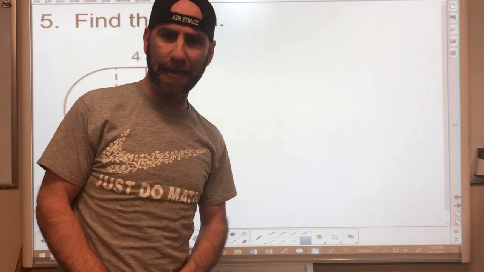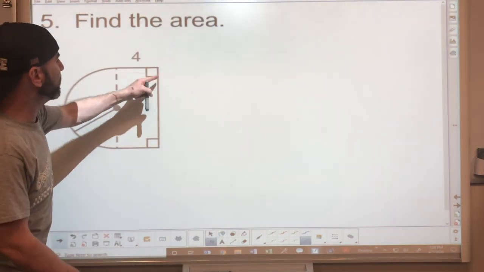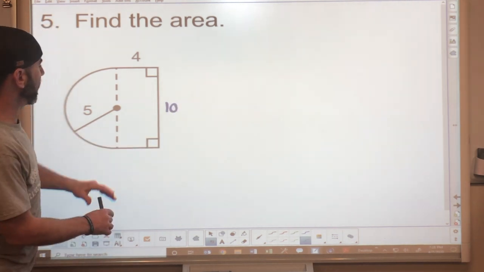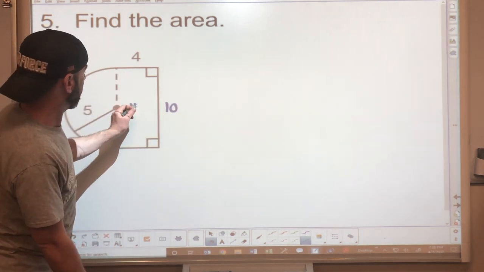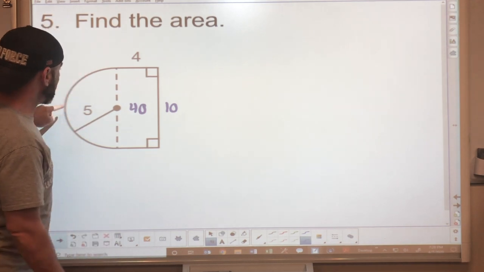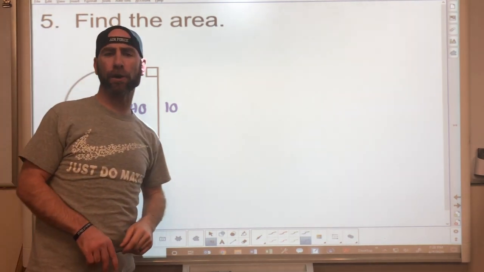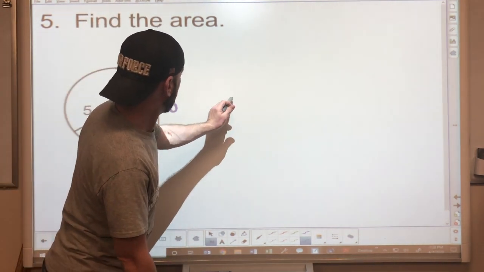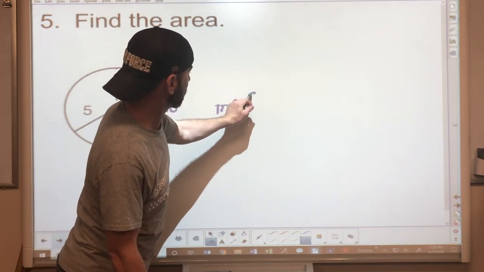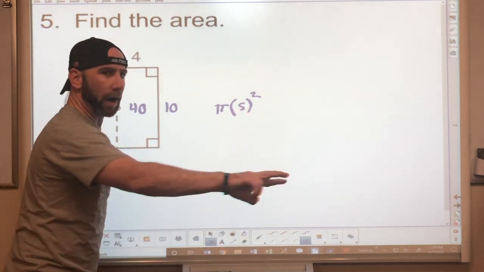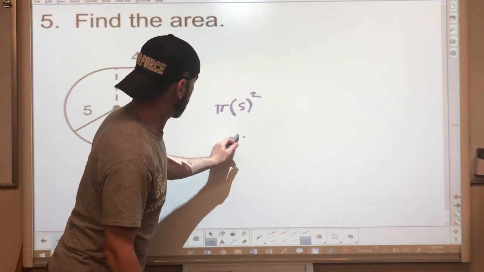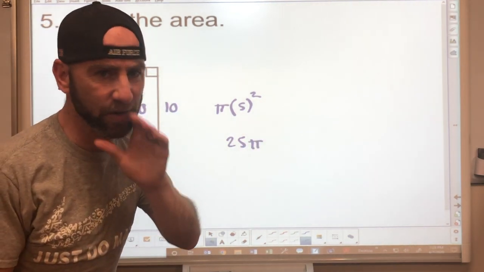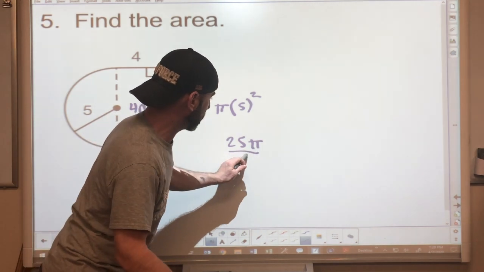Okay, find the area of this guy. If this is 4, this was, remember earlier, 10? So the area of the rectangle is 40. What's the area of that semicircle? Use the area formula. So pi radius squared. 5 to the power of 2 is 25. So 25 pi, but it's not a full circle, it's a half circle. So divide that by 2.